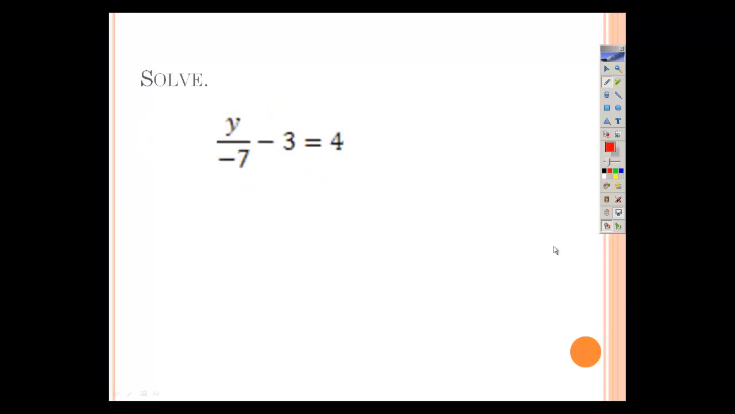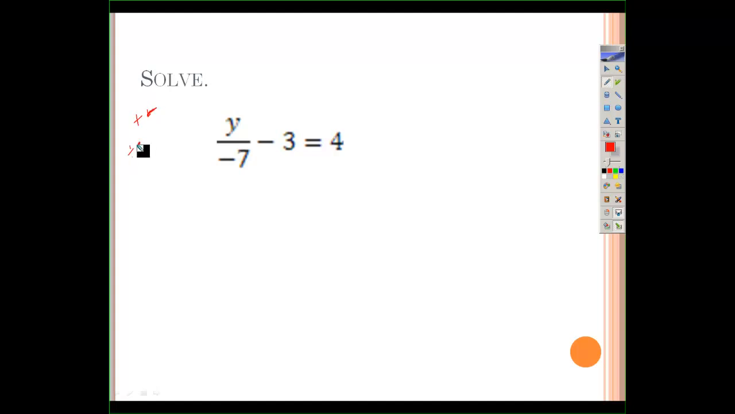Always add or subtract first. Once again, I have this equation where I have a divide by negative 7 and a minus 3. The first thing I always want to do is add or subtract. Then I want to divide or multiply, whatever it takes. But adding and subtracting comes first. So I'm looking at this minus 3, and I know I can add to get rid of that 3. I don't want the 3, I just want the y over here. I need to get rid of the 3 and the negative 7. So I'm going to add 3 to both sides.